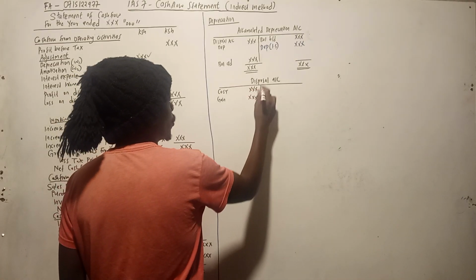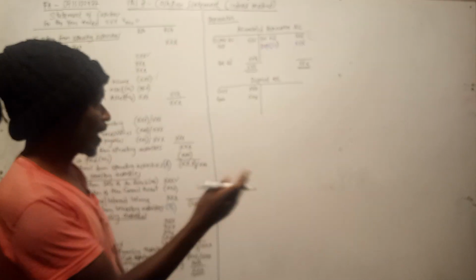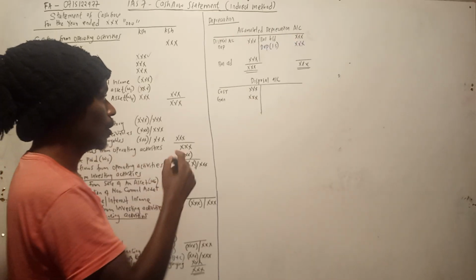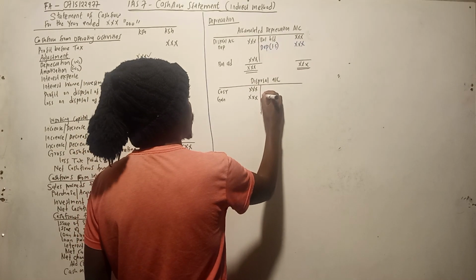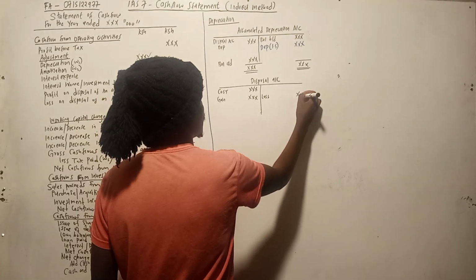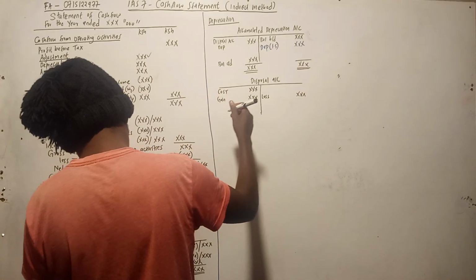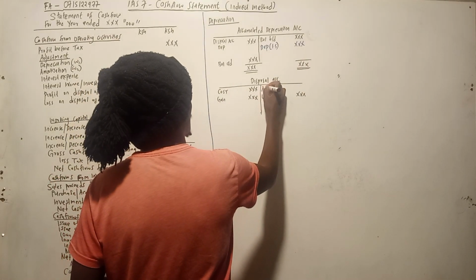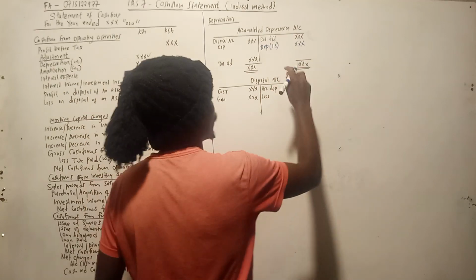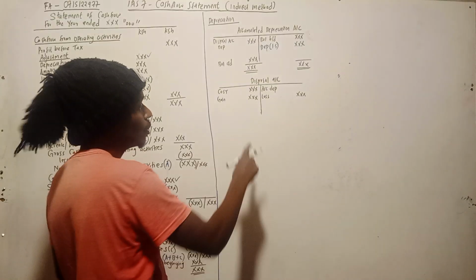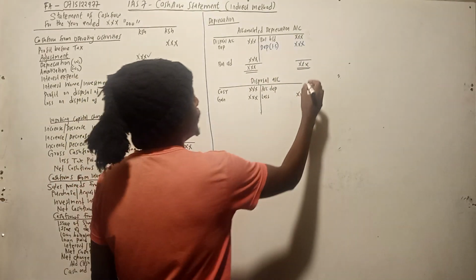So when you dispose, if you get a gain, you put it on the debit side. If you get a loss, you put it on the other side. And then also you don't forget about the accumulated depreciation of that asset that is being disposed. So accumulated depreciation of that asset being disposed.